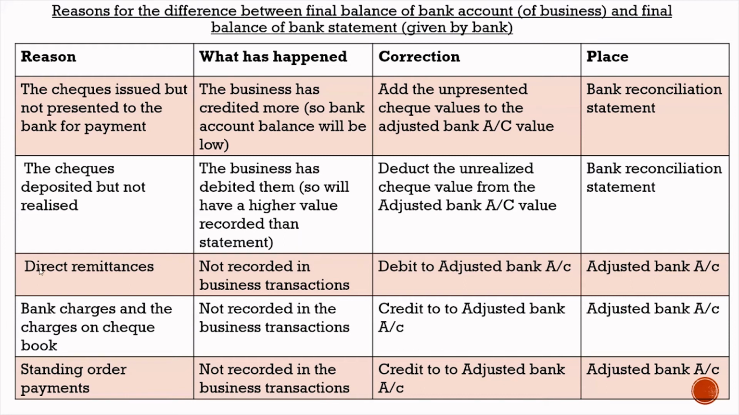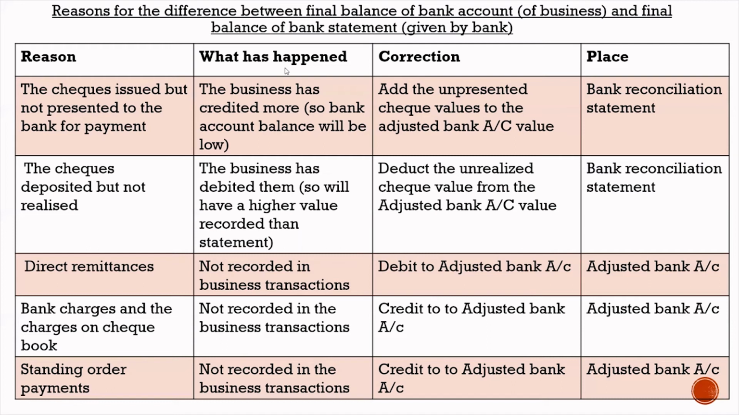For example, direct remittances. That means direct payments to the bank account without mentioning it to the business. So if we have received money directly to the particular current account, we have to debit our bank account as well. So when we are making the adjusted bank account, we correct it. Imagine there are bank charges and checkbook charges. We don't know the exact amounts. So when we receive the bank statement, since we have not credited those expenses, we can credit it at the adjusted bank account.